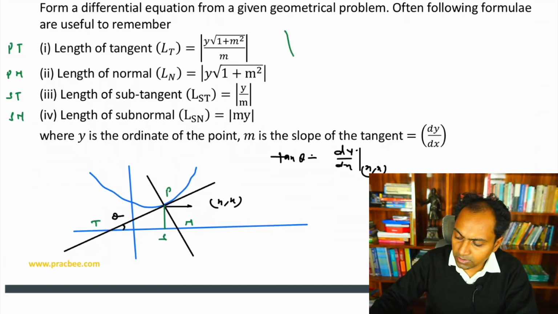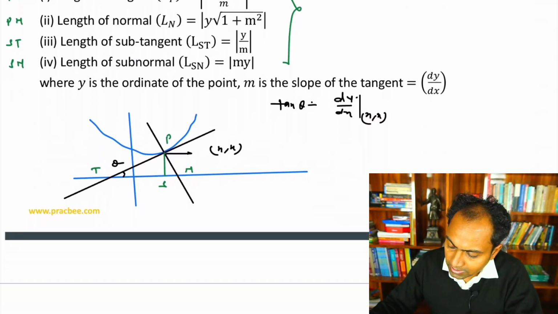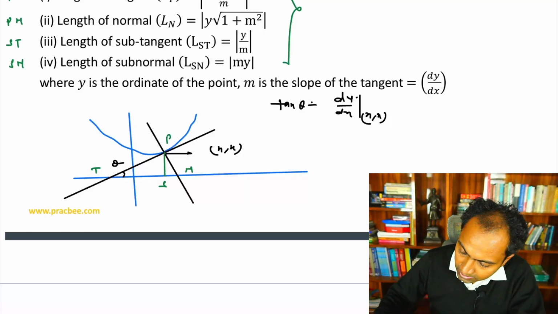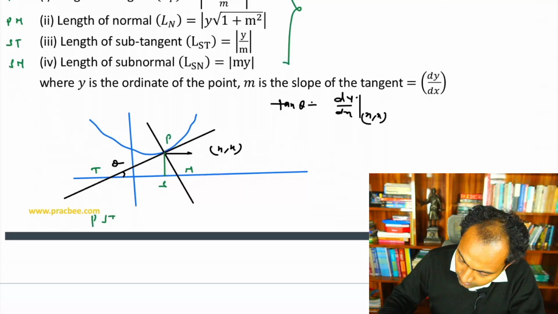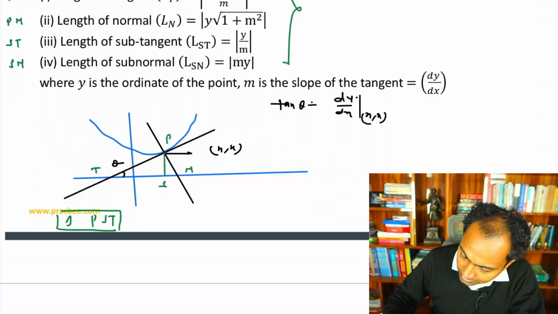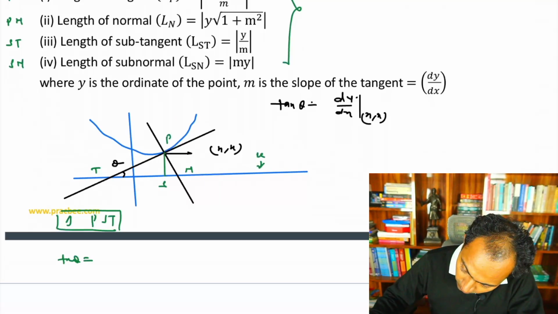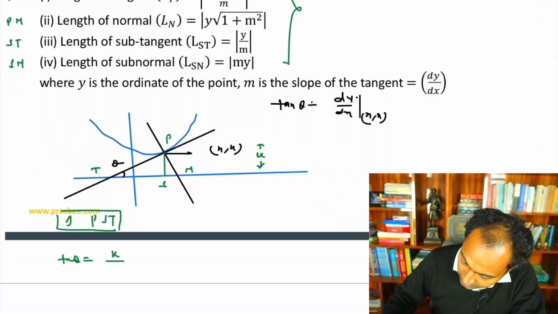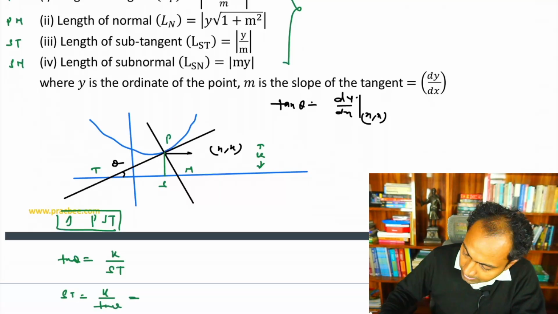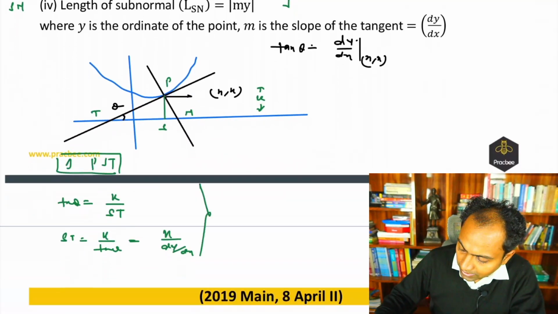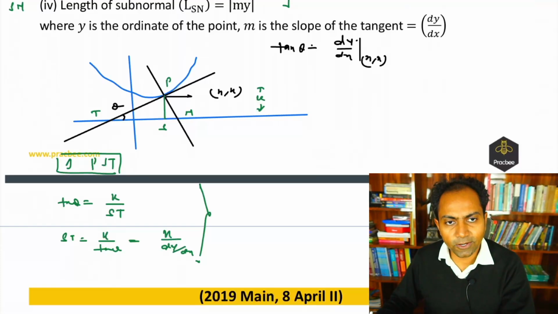Now either you can remember these formulas that are given to you, or remember this diagram. In this diagram, in this triangle PST, if I want to find the subtangent, I will apply tan theta. So tan theta would be nothing but SP by ST. SP here is nothing but the height of this point, that will become k. So tan theta can be written as k by ST. So ST can be written as k by tan theta, and tan theta is nothing but dy by dx. So we can use this kind of idea in this triangle to figure it out. I do not need to remember the value, I just need to remember the diagram.